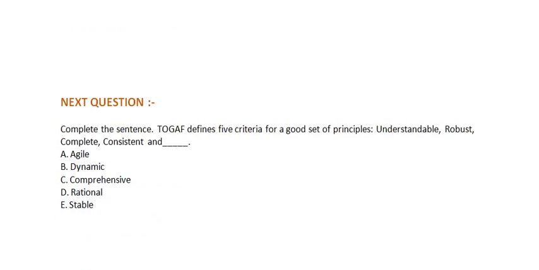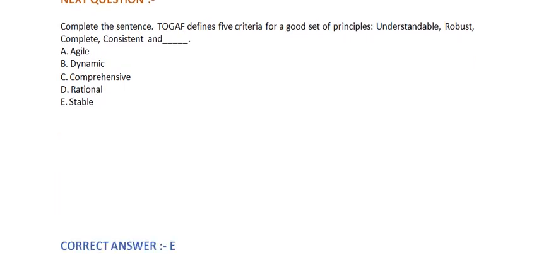Next question is: complete the sentence. TOGAF defines 5 criteria for a good set of principles: understandable, robust, complete, consistent, and option A, agile. Option B, dynamic. Option C, comprehensive. Option D, rational. And option E, stable. The correct answer is option E.